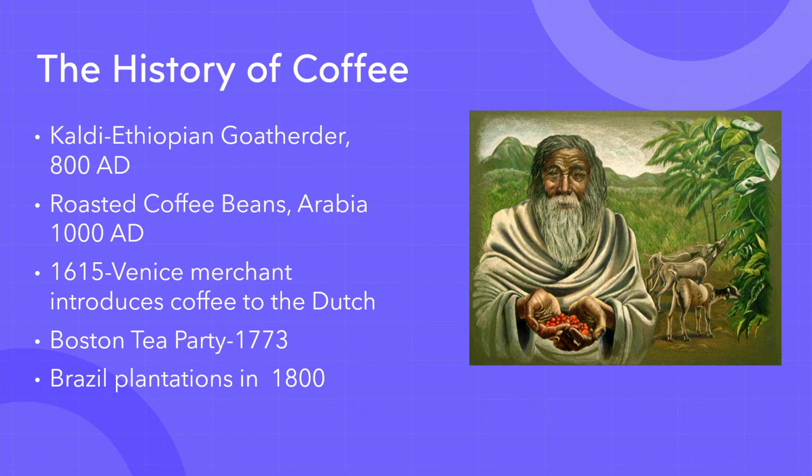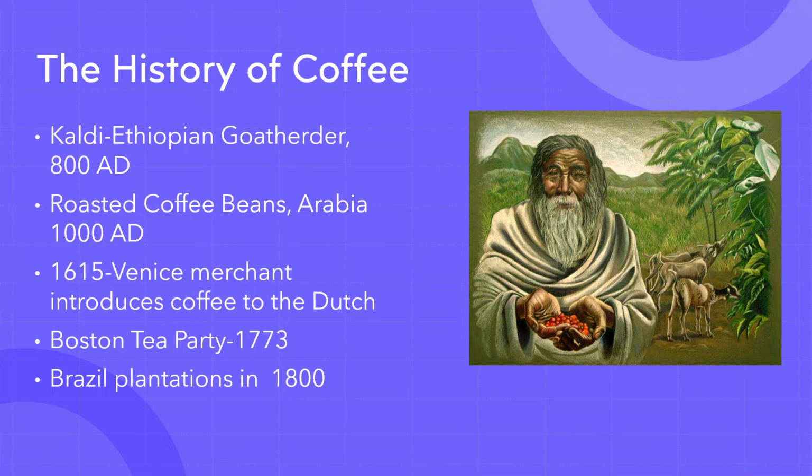About 1000 AD in Arabia, we have the first roasted coffee beans. In fact, the Arab people there would roast the beans, so they kind of had a monopoly on coffee for quite a long time. 1615, coffee finally gets to Europe as a Venice merchant introduces it to the Dutch.